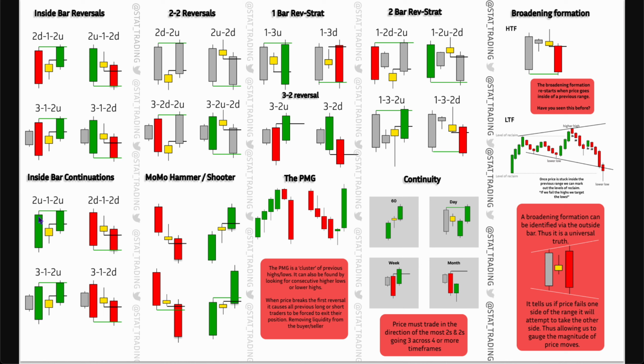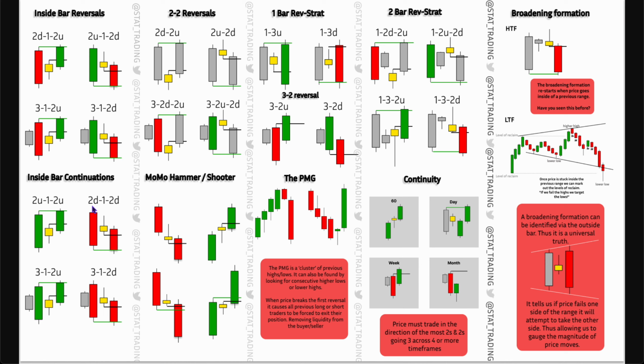Continuations. If we have a 2 up, still we have this inside bar, and it goes 2 up. That's a continuation to the upside because it's up, consolidation, up, right? So these are all that. 3-1-2, 2-1-2. Really study this sheet. You should be able to know these by heart.